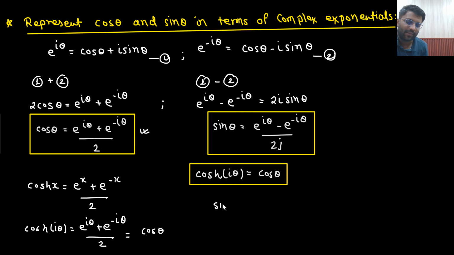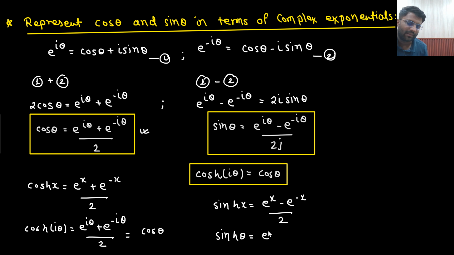Let's talk about sine hyperbolic x. Do you remember what was sine hyperbolic x? Yes, sir. Absolutely, I remember. It was e to the power x minus e to the power minus x. Here there was no 2j, nothing. It was completely real. So it is e to the power x minus e to the power minus x divided by 2. What is sine hyperbolic theta?